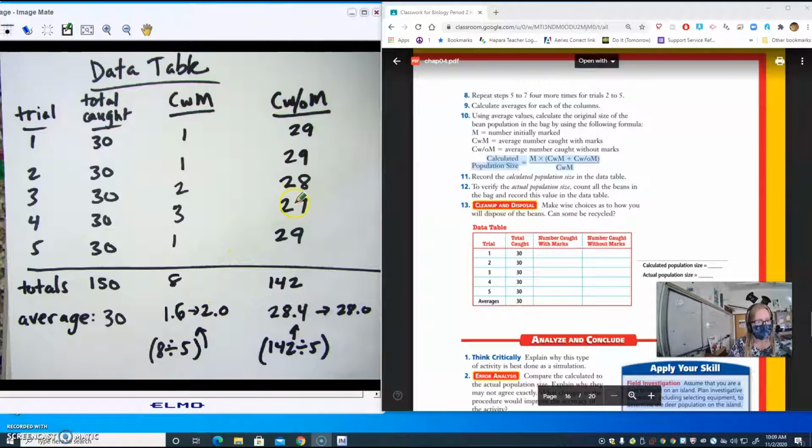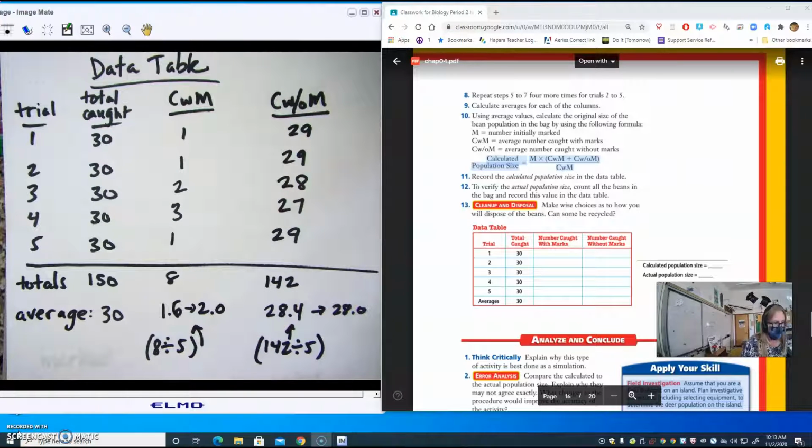Okay, for caught without marks, again, added that up. 142 is the total, divided it by 5. Got 28.4, but again, you can't have part of a whole organism. So I rounded that to the closest whole number, and that's 28, okay?